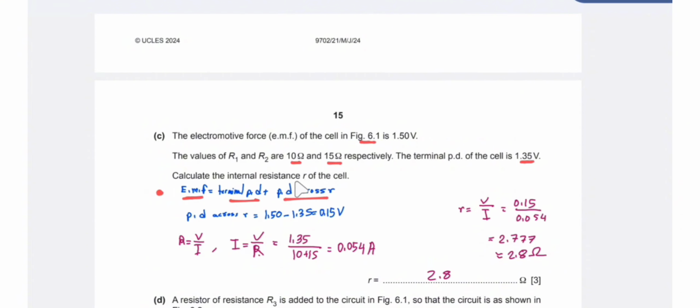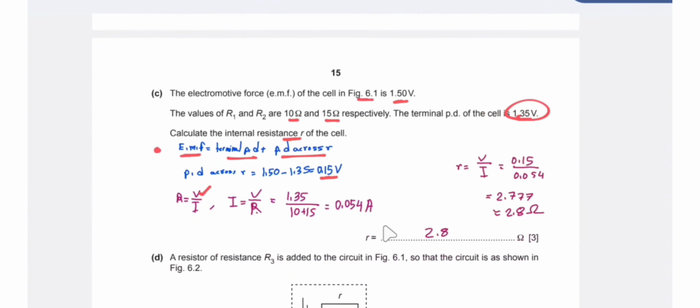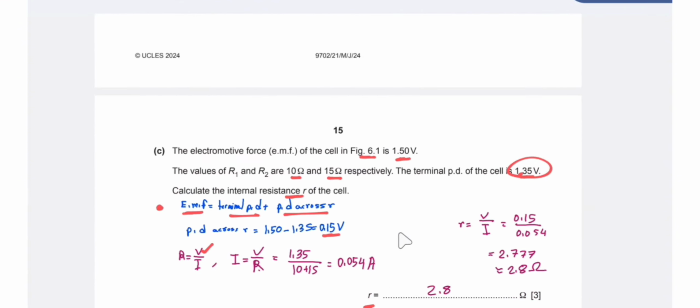So what is the potential difference across the internal resistance? It is equal to EMF minus terminal potential difference. We know the value of EMF and the terminal potential difference, so if we subtract, we get the potential difference across the internal resistance. So we know the value of V across the internal resistance, and we need to find R.